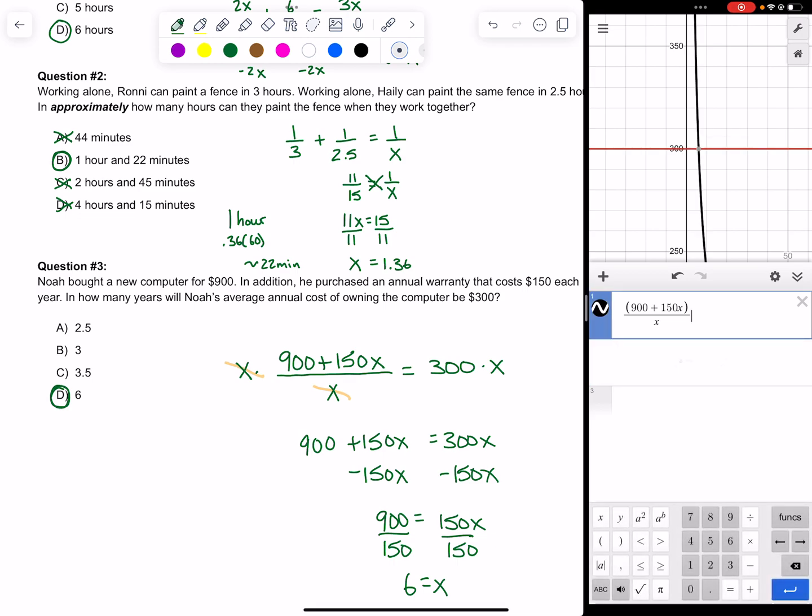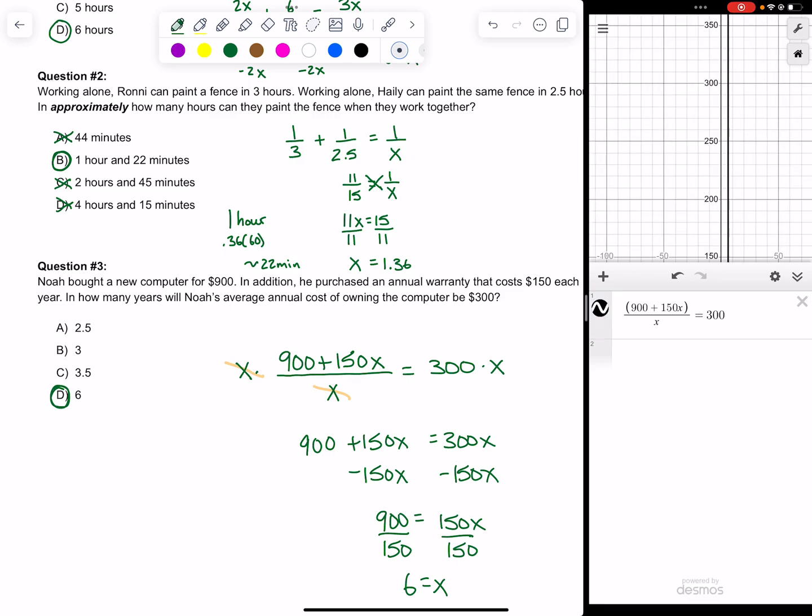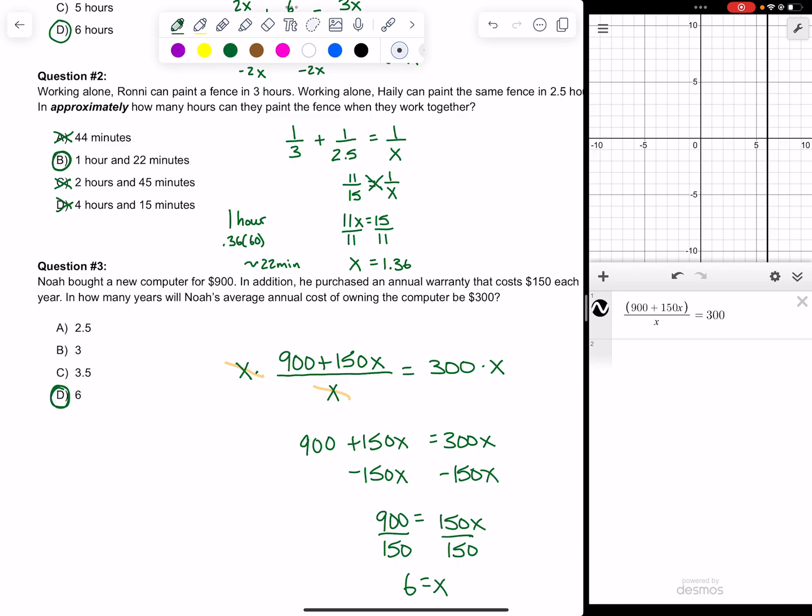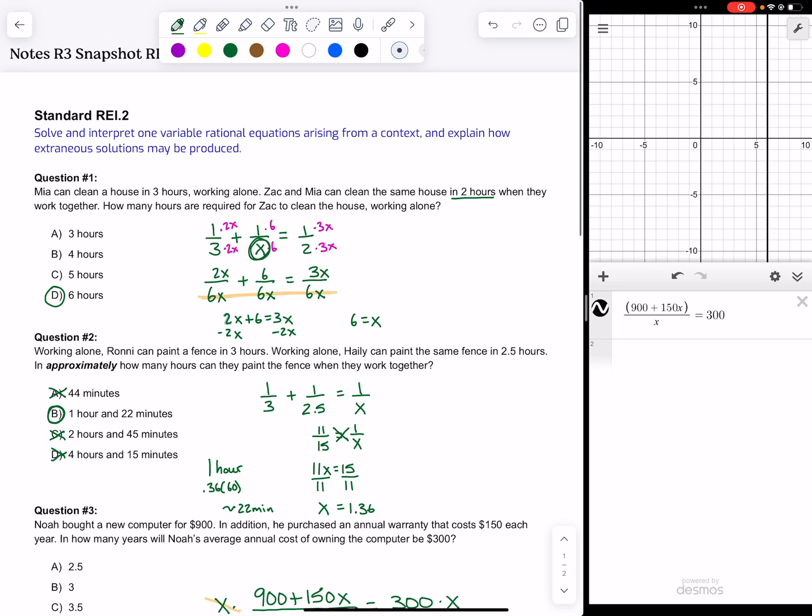You can also type it in just the way it looks. So if I put equals 300, it should be that my x-intercept is my answer, which is 6. It won't let me click on it, but I can visually see that that does look like 6. All right, so that's it for REI.2.